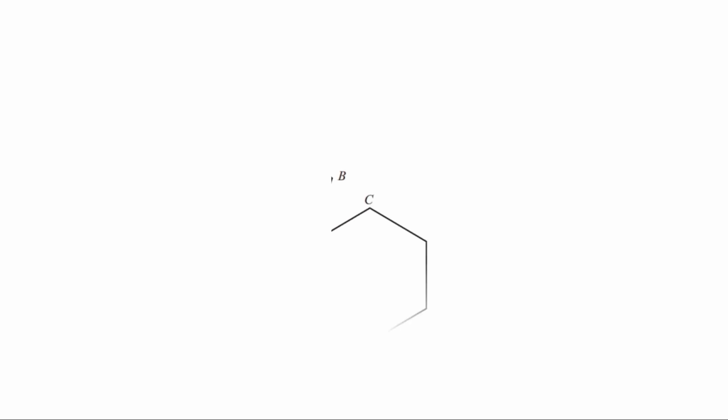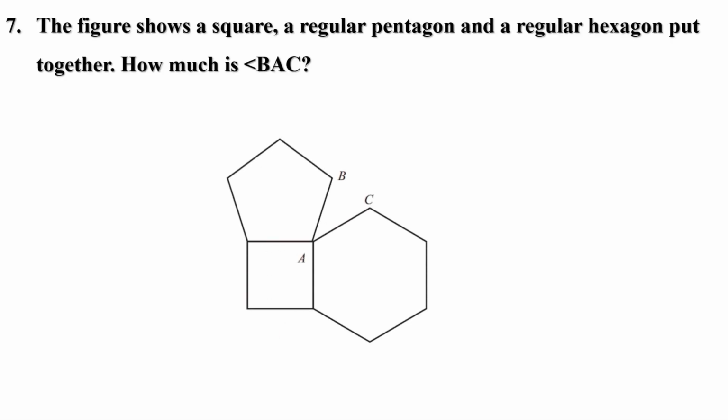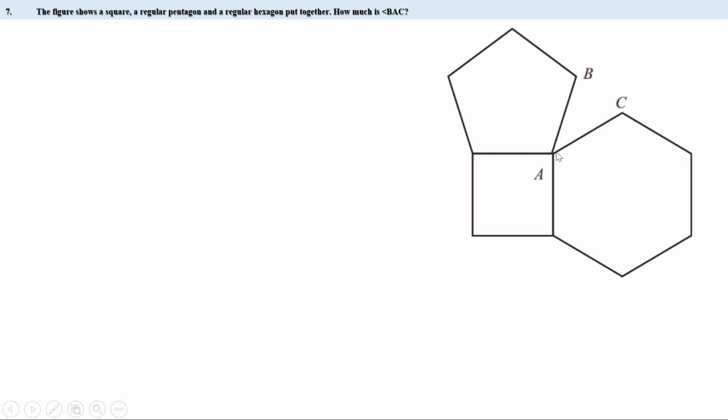Seventh problem. The figure shows a square, a regular pentagon and a regular hexagon put together. How much is angle BAC? We have to find angle BAC. This is a regular hexagon, this is a square and this is a regular pentagon.